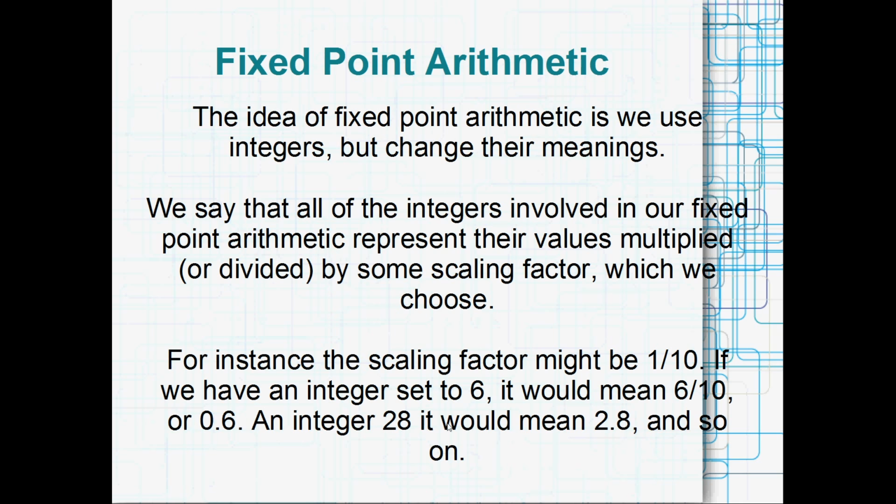Likewise, with the same scaling factor, we might have an integer set to 28, and that would mean 2.8, or 28 multiplied by 1 over 10. So all we're doing here is not changing the integers themselves. The integer's still going to have 28 in its bits. We're just changing what it means. We're saying that it means 28 multiplied by 1 over 10.